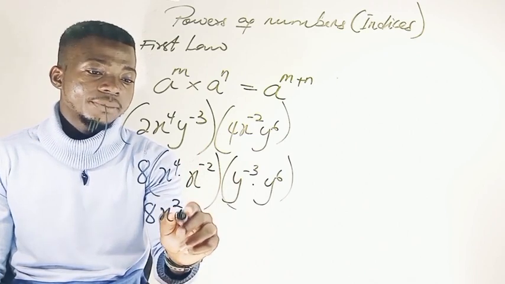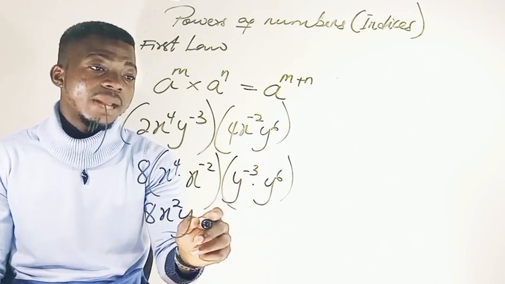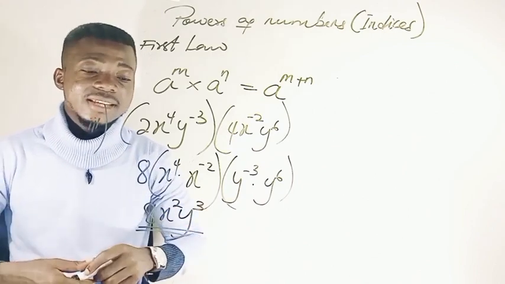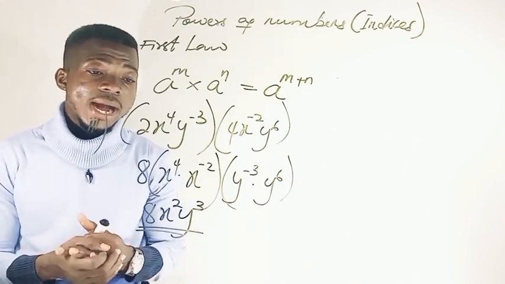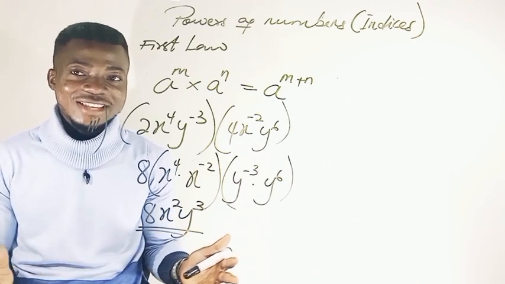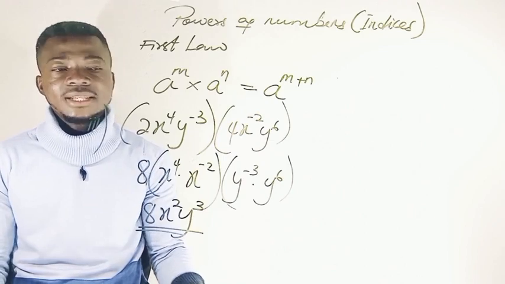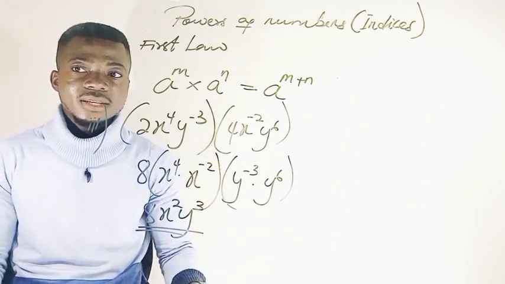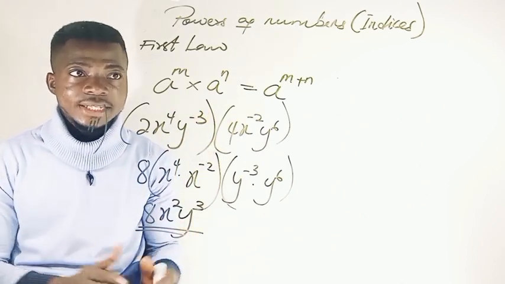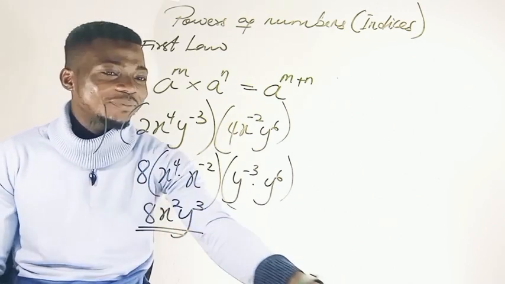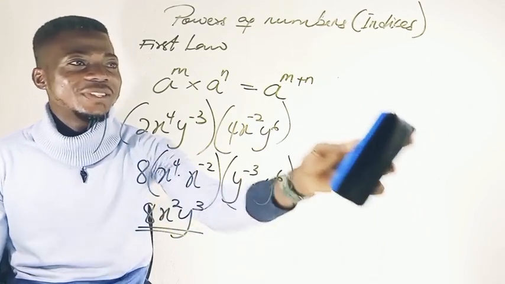Then y, negative 3 plus 6 will be 3. So the answer is 8x exponent 2 y exponent 3. That is the answer for the first law. Now I hope you understand. Whenever they have the same base and they are multiplying, you add the exponents. Okay, brilliant. Let's go to the second law.